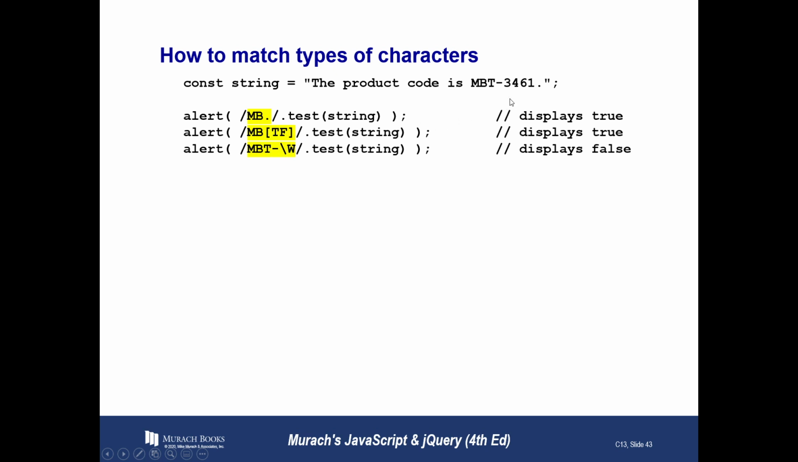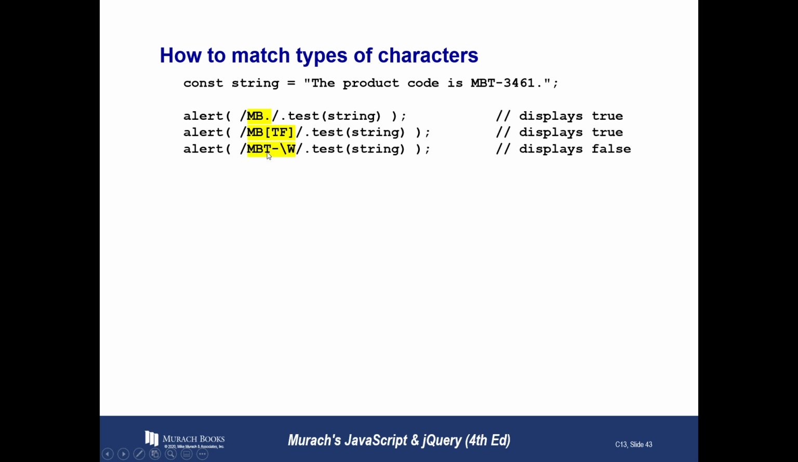Do we have M, B, and T or F? And this is case sensitive because we don't have an I. So we need a capital M, capital B, and these are the only two. And then a T or an F, yes, we do have that, so this returns a true.